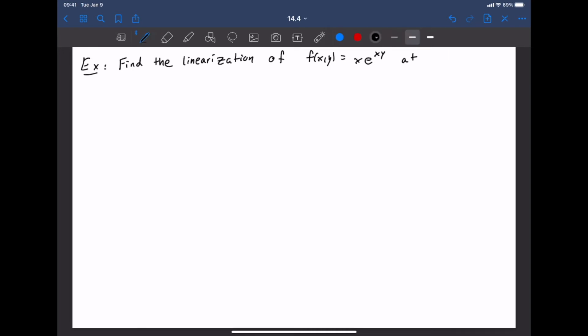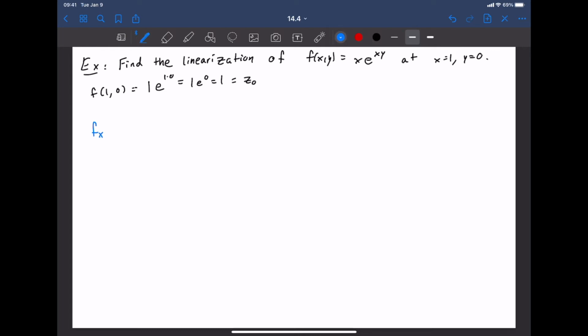You would just do f of 1, 0, which is 1 times e to the 1 times 0, which is just 1 times e to the 0, which is just 1. This is the z naught. That's the x naught, and that's the y naught up there. No big deal. We're just plugging into the original function.